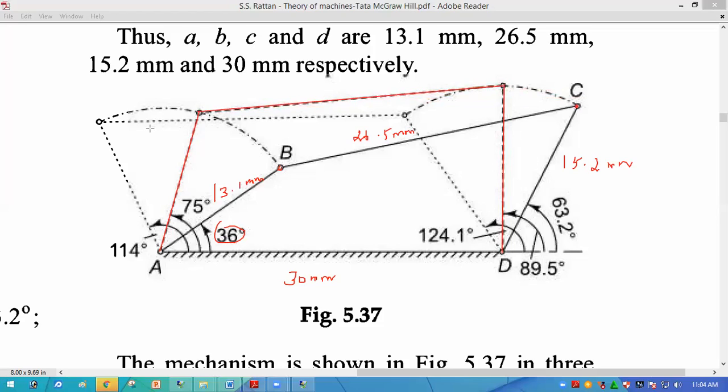And the third position is this one. Theta 3 is 114 degrees, with length 13.1 mm at point A, and at point D draw the output link of length 15.2 mm at the angle 124.1 degrees, and join these two points, and you get the third position. This is how you have to construct the four-link mechanism by using the Chebyshev spacing and the Freudenstein equation.